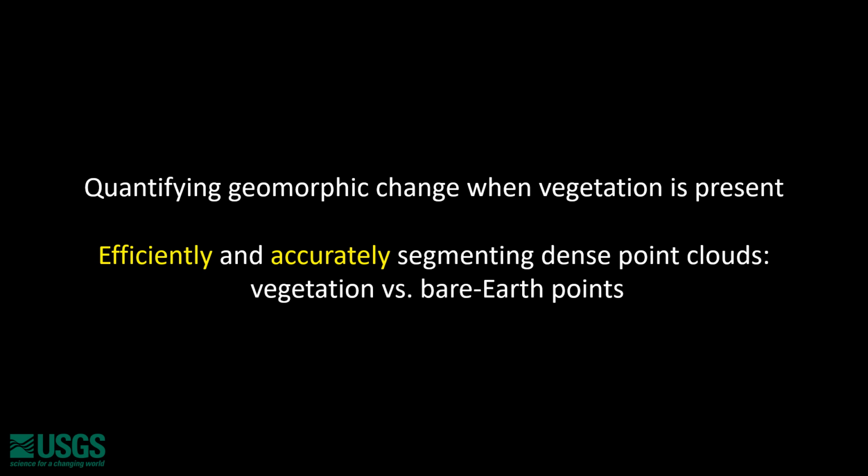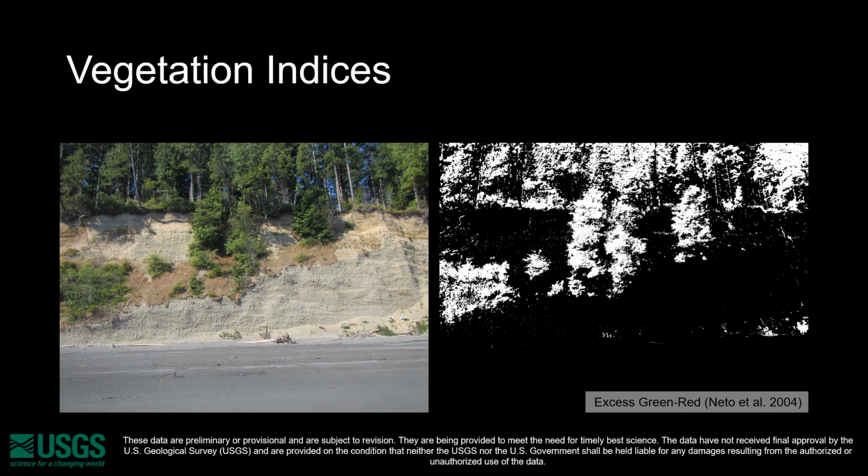And then with that, how do we efficiently and accurately segment these point clouds into vegetation and bare earth point clouds, just to simplify it and lump all vegetation together and all bare earth points together? However, as I'll mention at the end, that's not necessarily the end all be all. There are other options beyond that. But we're going to focus primarily on vegetation versus no vegetation, or bare earth.